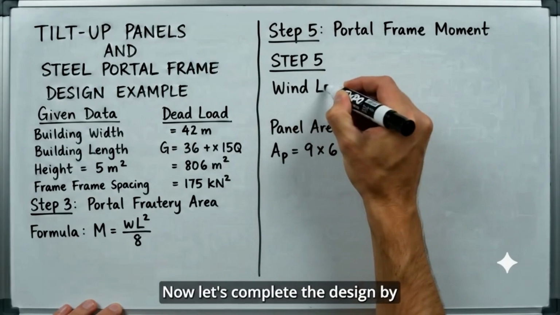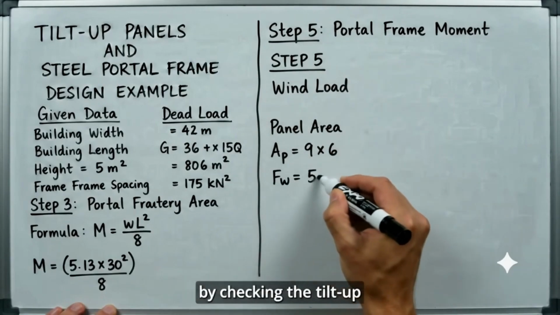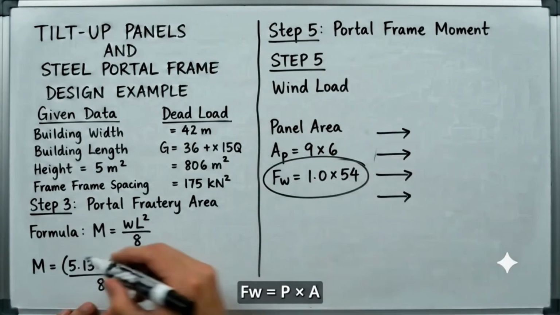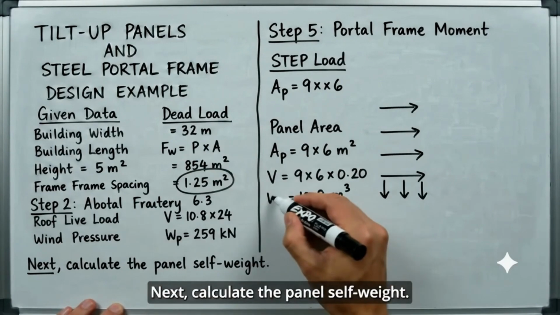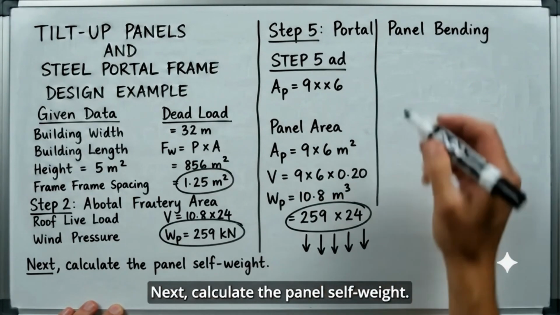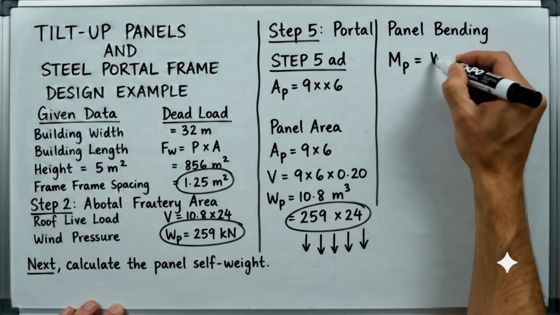Now let's complete the design by checking the tilt-up concrete wall panel. The panel area is 54 square meters. Next, calculate the panel self-weight. Now check the panel bending and provide reinforcement.